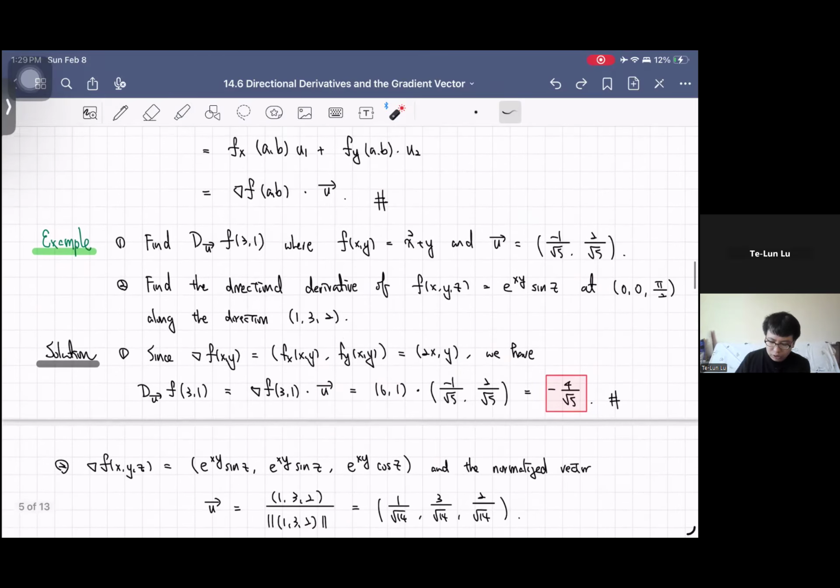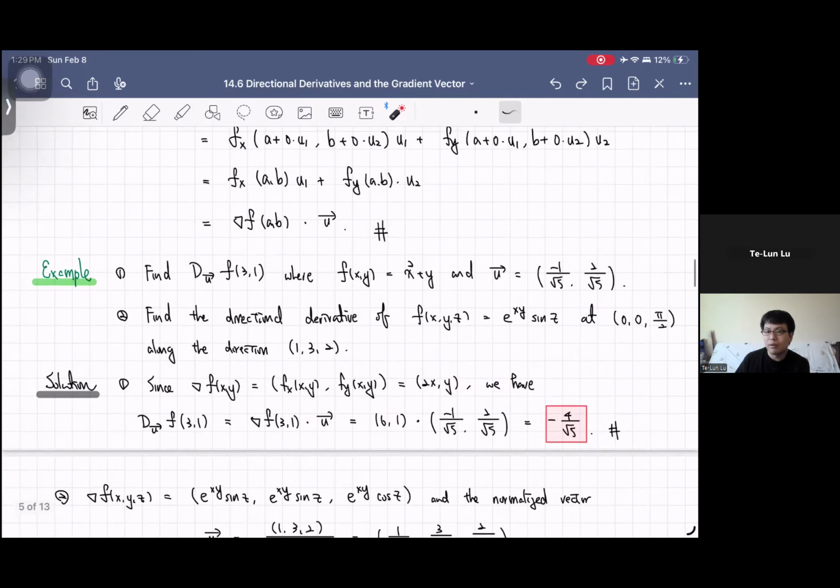The second problem generalizes this fact to three variable functions. So I define f of (x, y, z) to be e to the xy times sine z, and I want to find a directional differentiation at the point (0, 0, pi over 2) in the direction (1, 3, 2). So first of all, note that this is not a unit vector. So we will always transform that into a unit vector. Whenever we're saying something along a direction, some vector, then you always have to translate that vector back to its unit form.